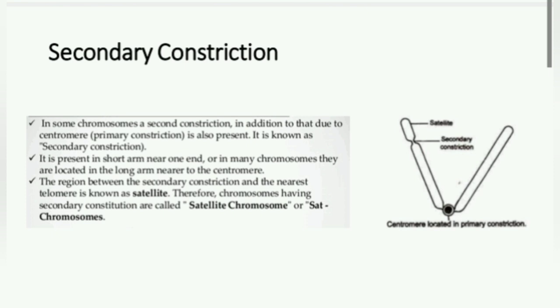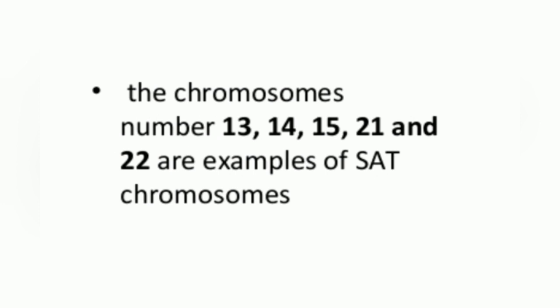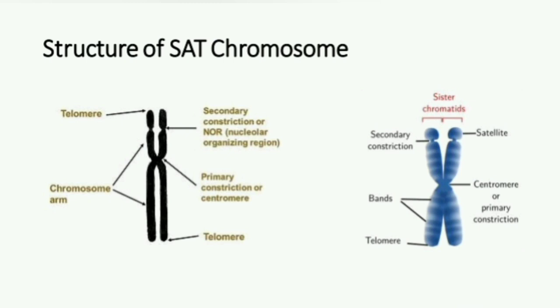nearer to the centromere. The region between the secondary constriction and the nearest telomere is known as satellite. Therefore, chromosomes having secondary constriction are also called satellite chromosomes or SAT chromosomes. Chromosomes number 13, 14, 15, 21 and 22 are examples of SAT chromosomes and it is very important. Here you can see the structure of SAT chromosome.